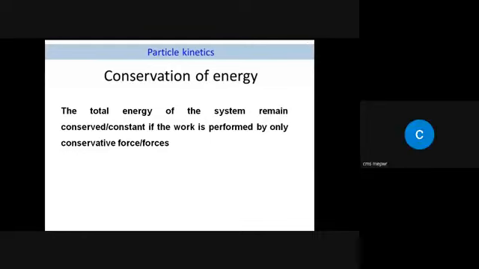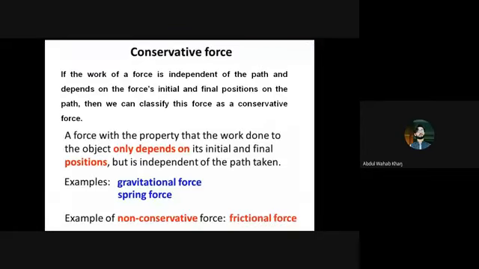So what is conservative force, or what do we mean by conservative forces? If the force does not depend on the path, means if it is independent of the path, and it depends on the initial and final position, in that case the force will be termed as conservative force.